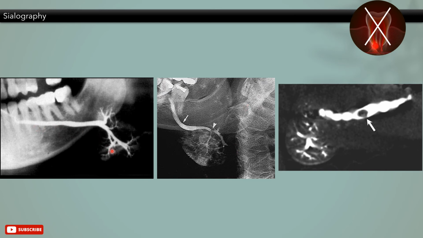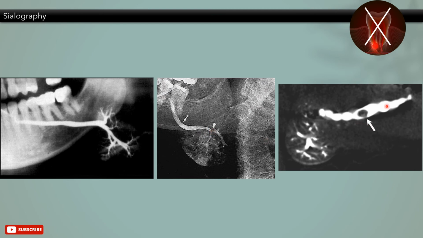This first picture on the left shows a normal duct because the contrast medium follows the pathway of the duct and its branches. In the middle picture, you can see that the contrast medium stops in here, and the other branches are not vividly appearing, which means that there is a blockage here.